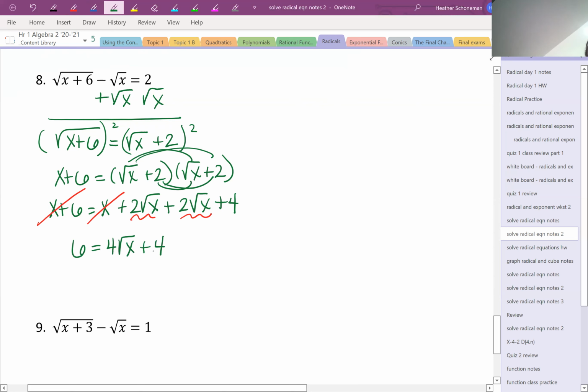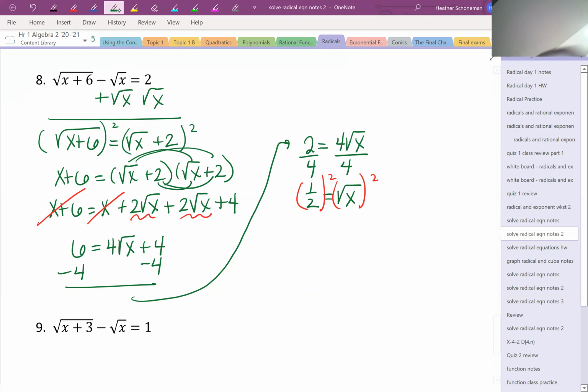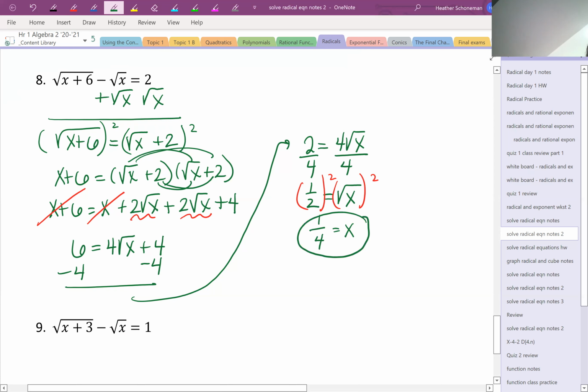All right, now we want to get the radical by itself. So to do that, I'm going to subtract 4 from both sides. That leaves me with 2 equals 4 square root x. So to get the radical by itself, now I'm going to divide by 4. Over here, you can see you get the square root of x. 2 fourths is not 2. 2 fourths is 1/2. Now, to get rid of the radical, at the last step, we can square again. Here, when you square the radical, you get x. Here, when you square a fraction, you square the top and square the bottom. 1 squared is 1, 2 squared is 4, and that is your answer.